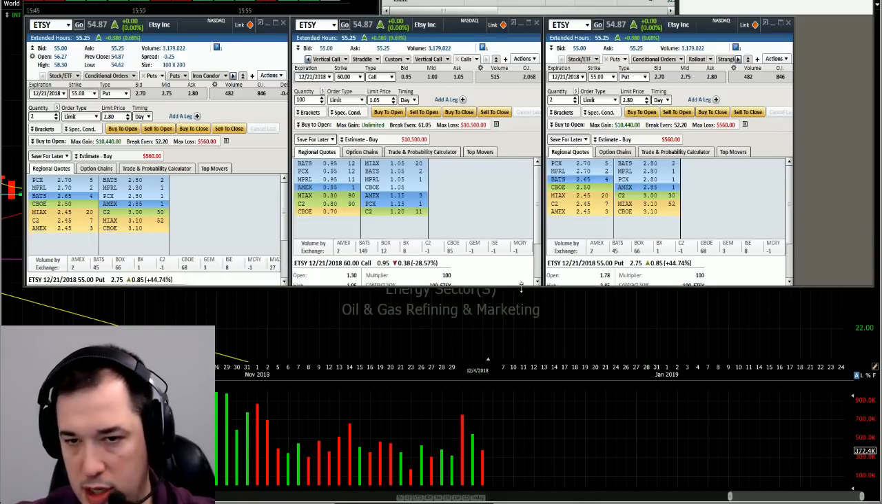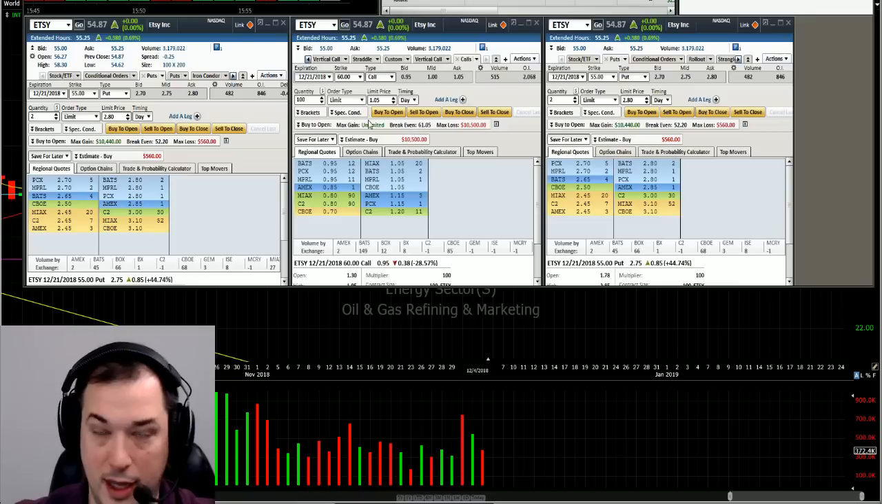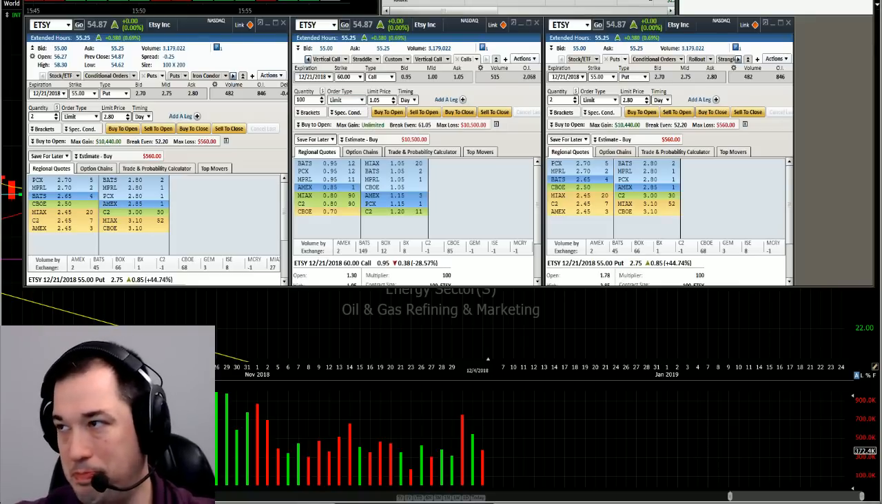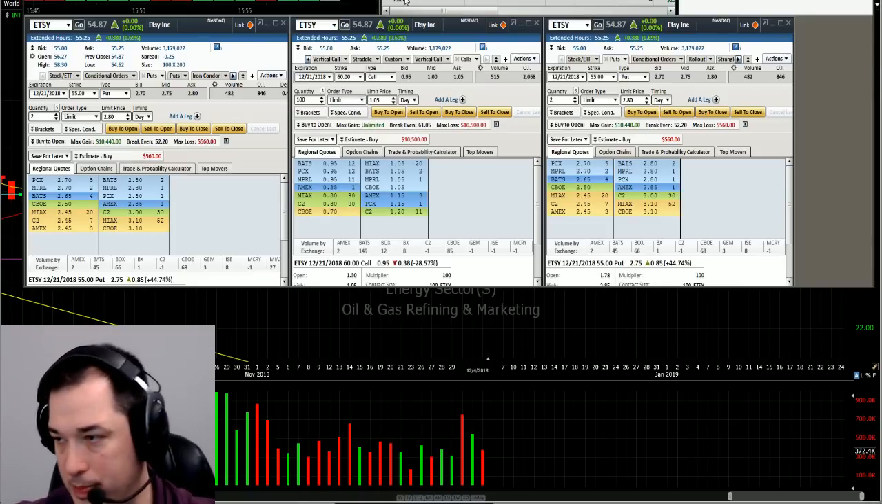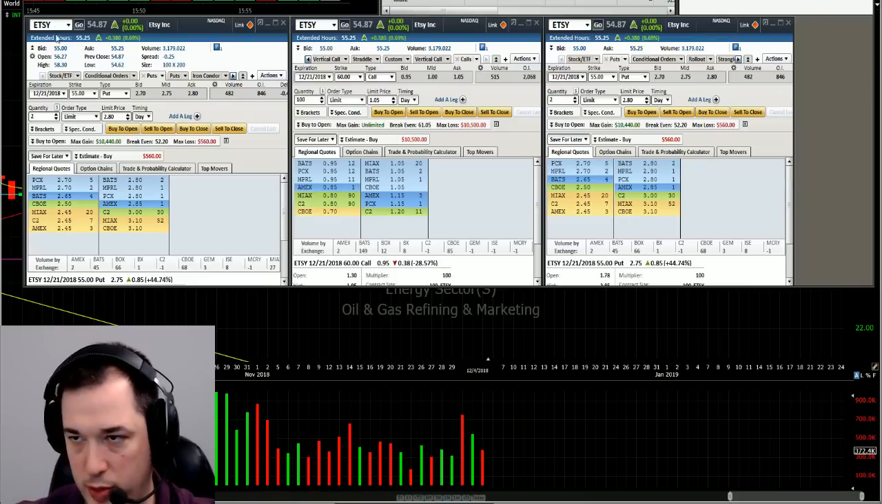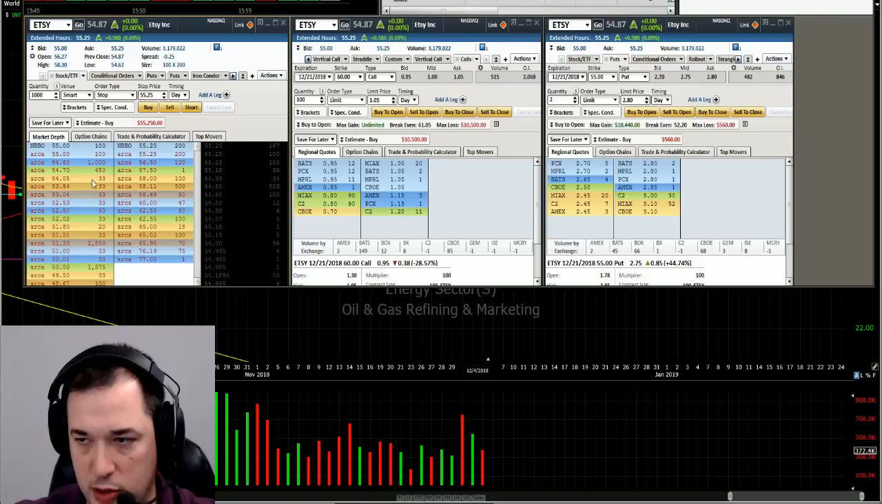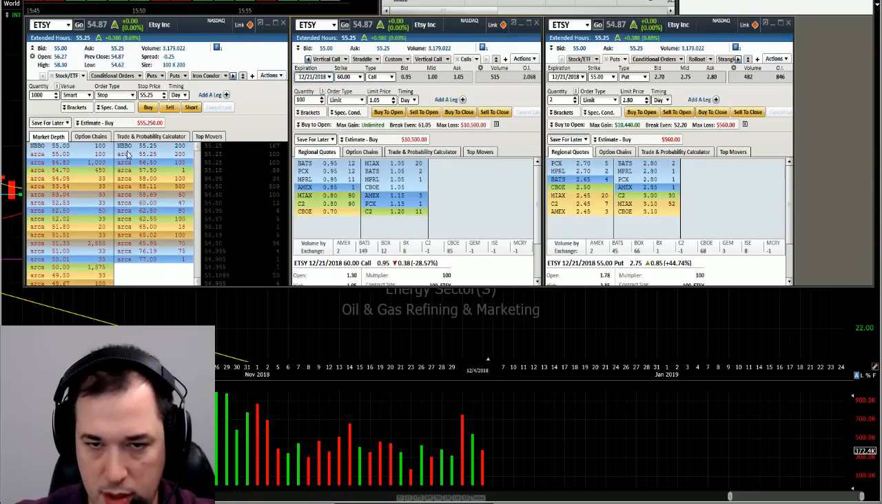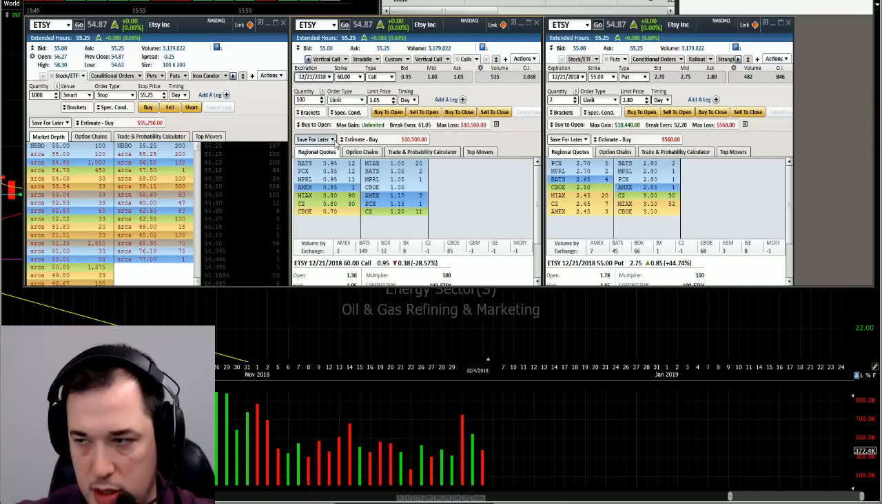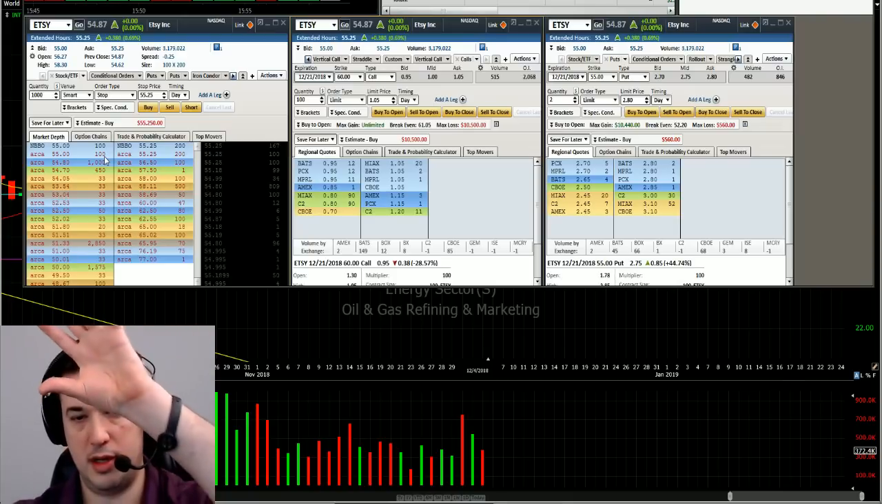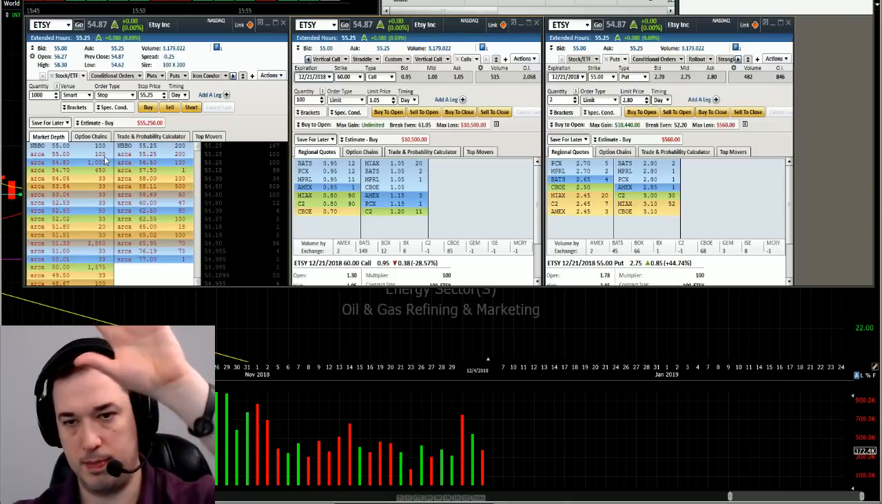So here's half of my layout. The upper half has positions, buying power, etc. In this box over here, I have the common stocks level 2. In the middle box, I have the option calls. In the right box, I have the option puts. So I have common stock on the left, calls in the middle, puts on the right.